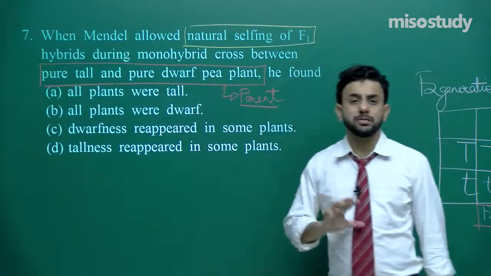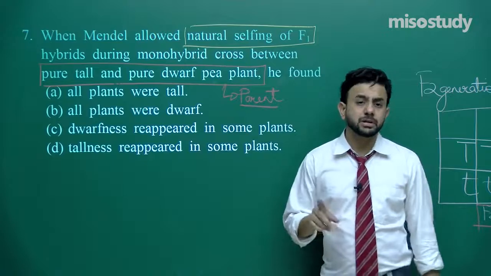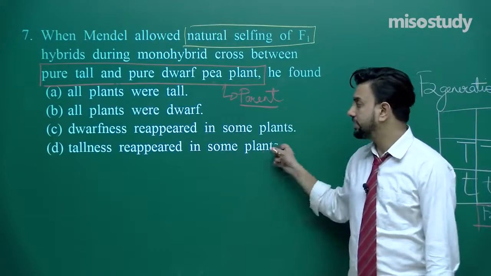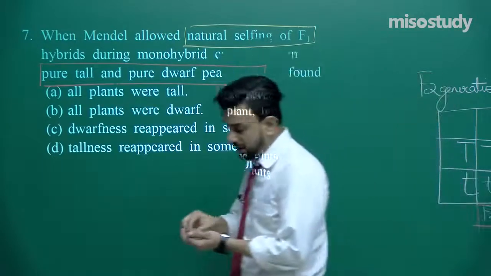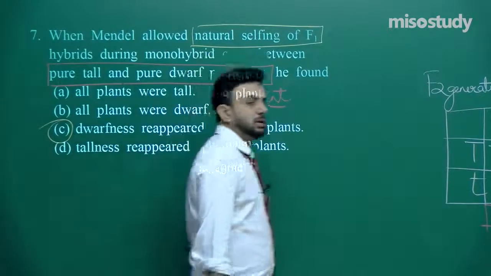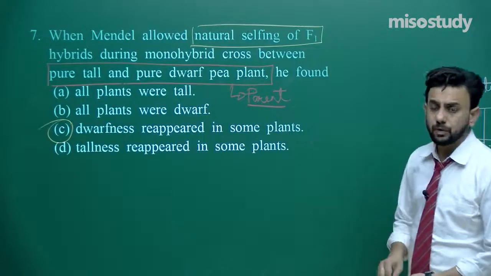All plants were dwarf. False. Dwarfness reappeared in some plants. Yes, it reappeared in the ratio of 1 out of 4. One was dwarf and three were tall. Tallness reappeared in some plants. So that is wrong. The answer will be C for this particular question. Right.